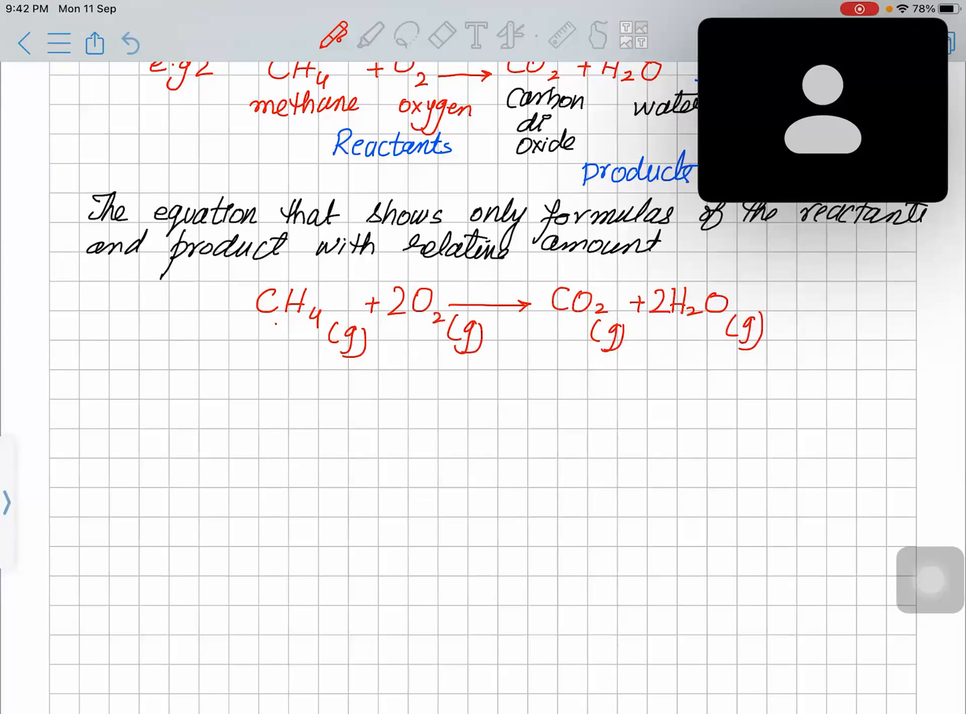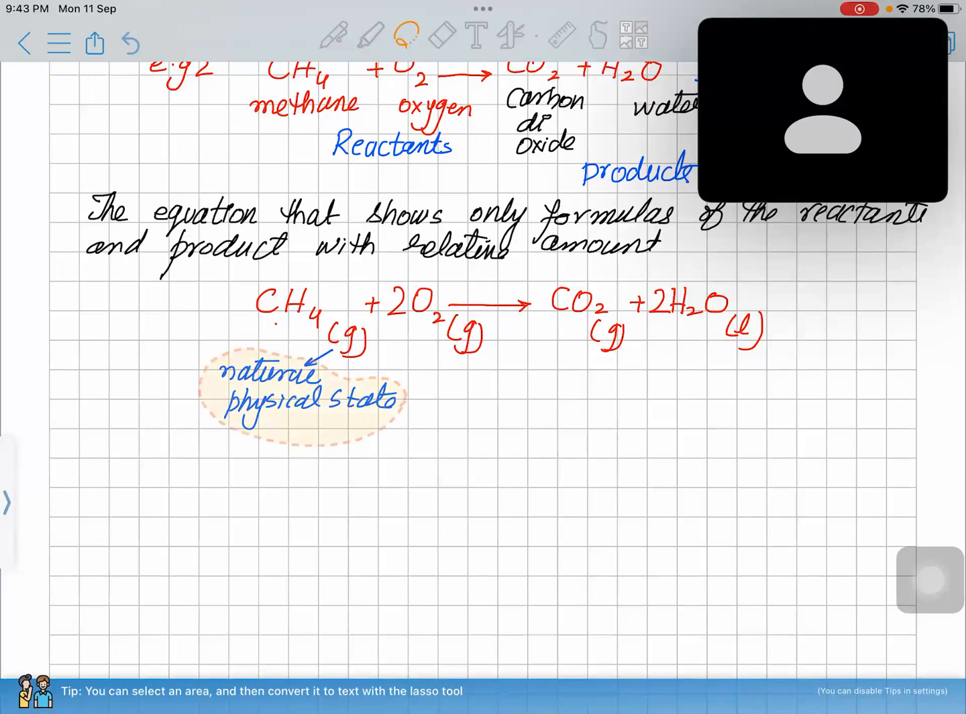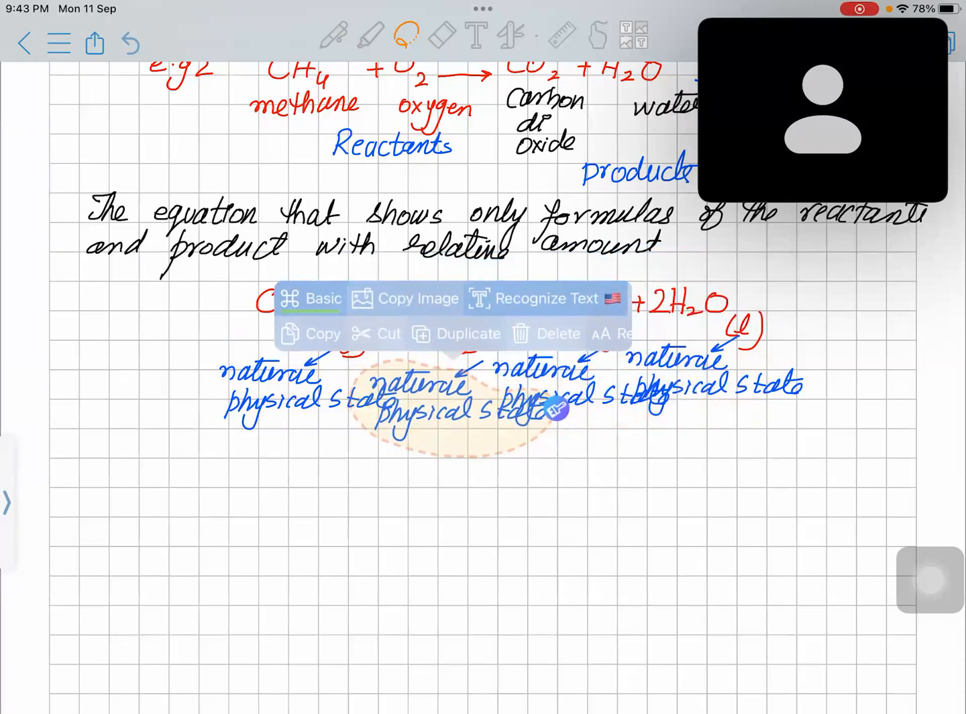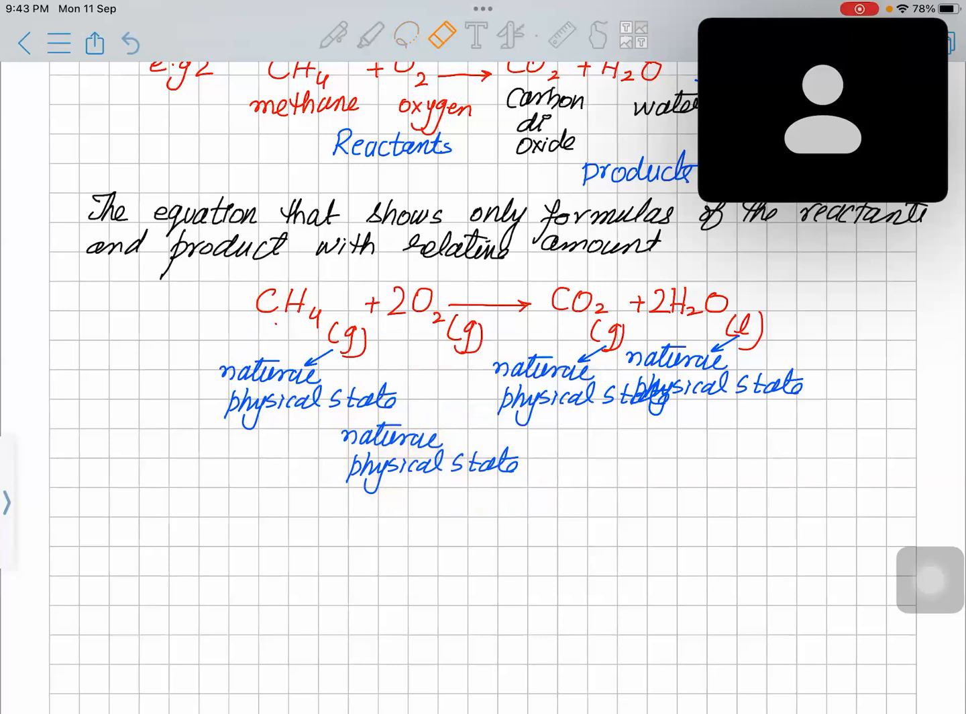So basically H2O in gaseous form. No, it is in the liquid form. But you know that we have steam. Steam is gas, and the formula is same H2O. Yes, sir. Oh, bhai, these are natural physical states. All are natural physical state.